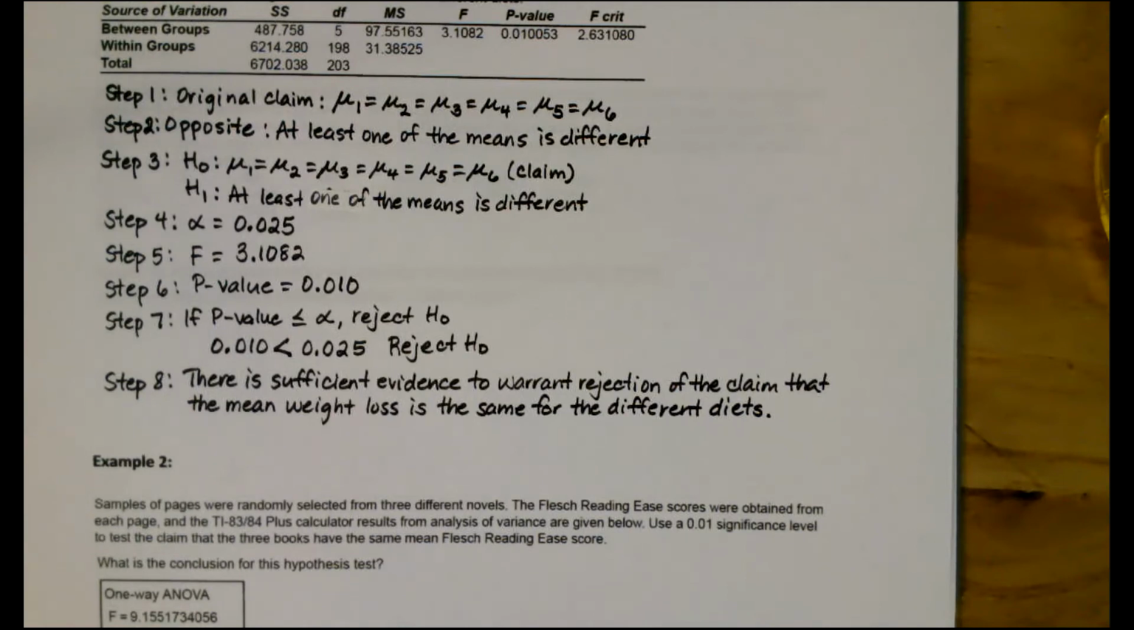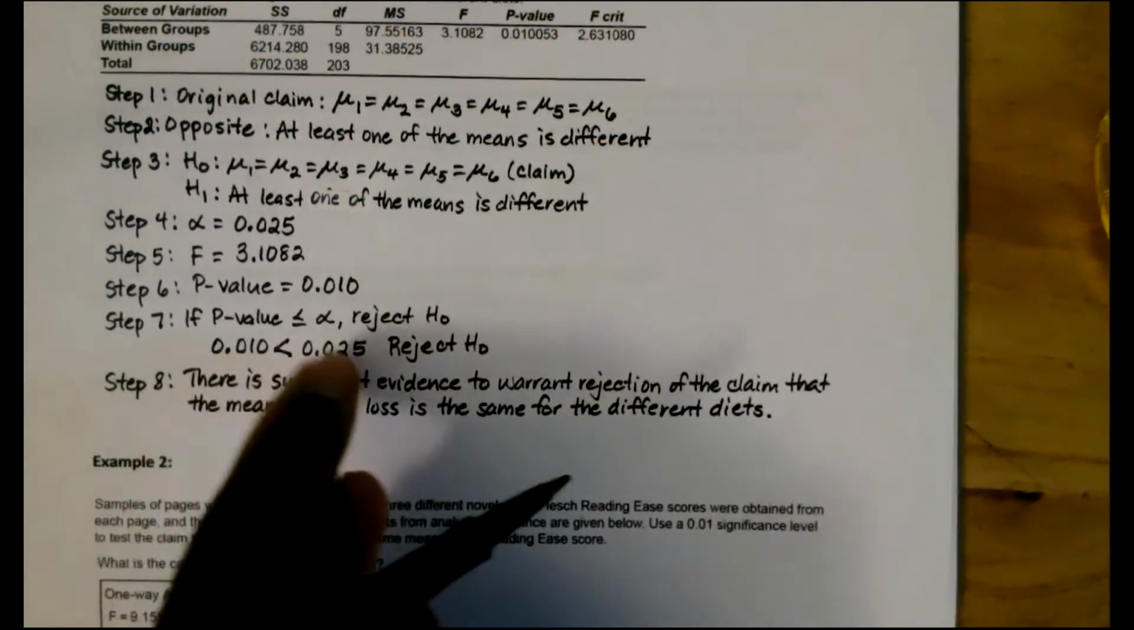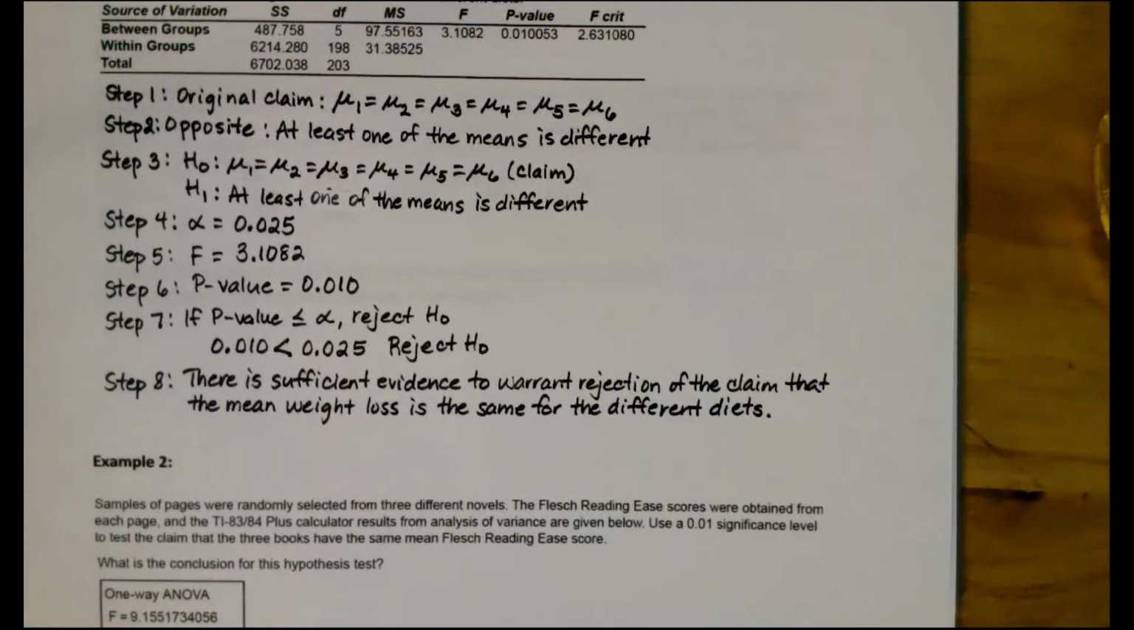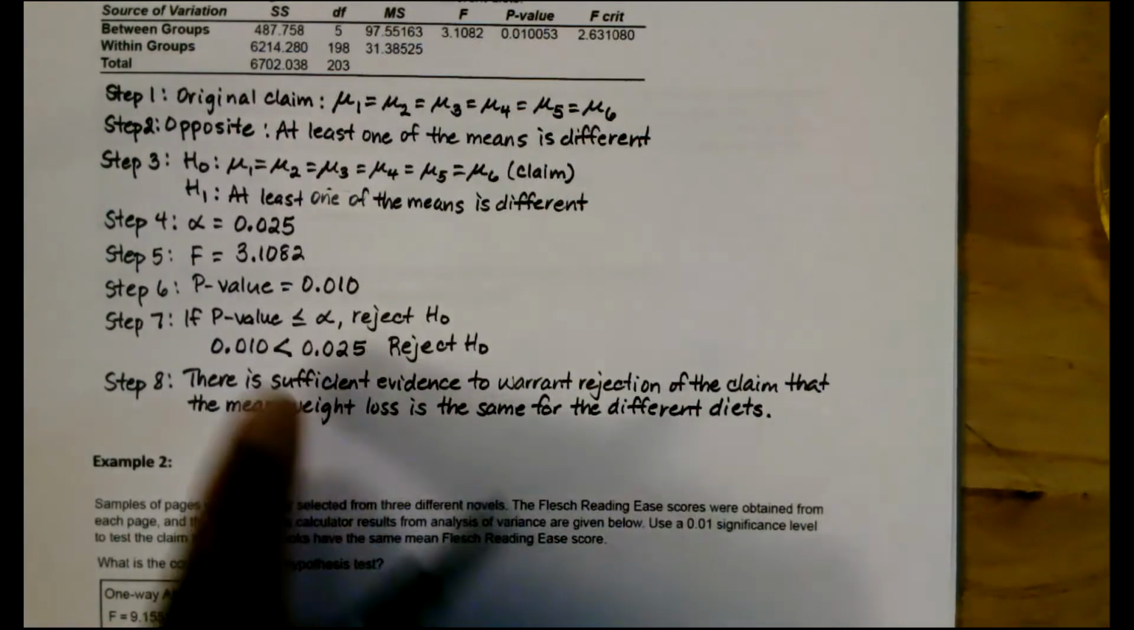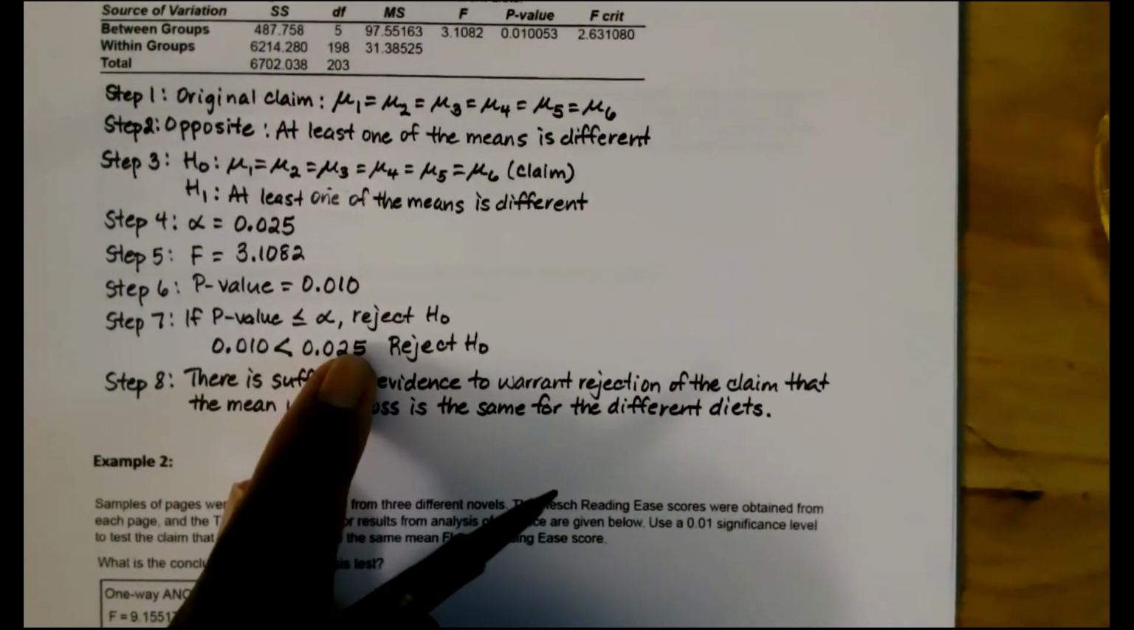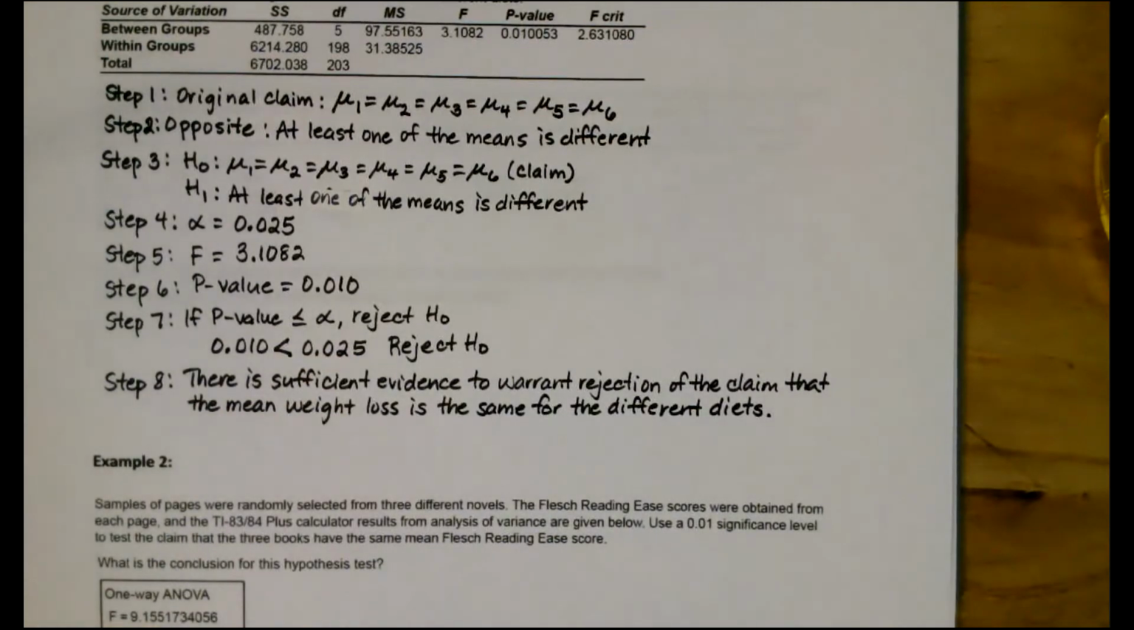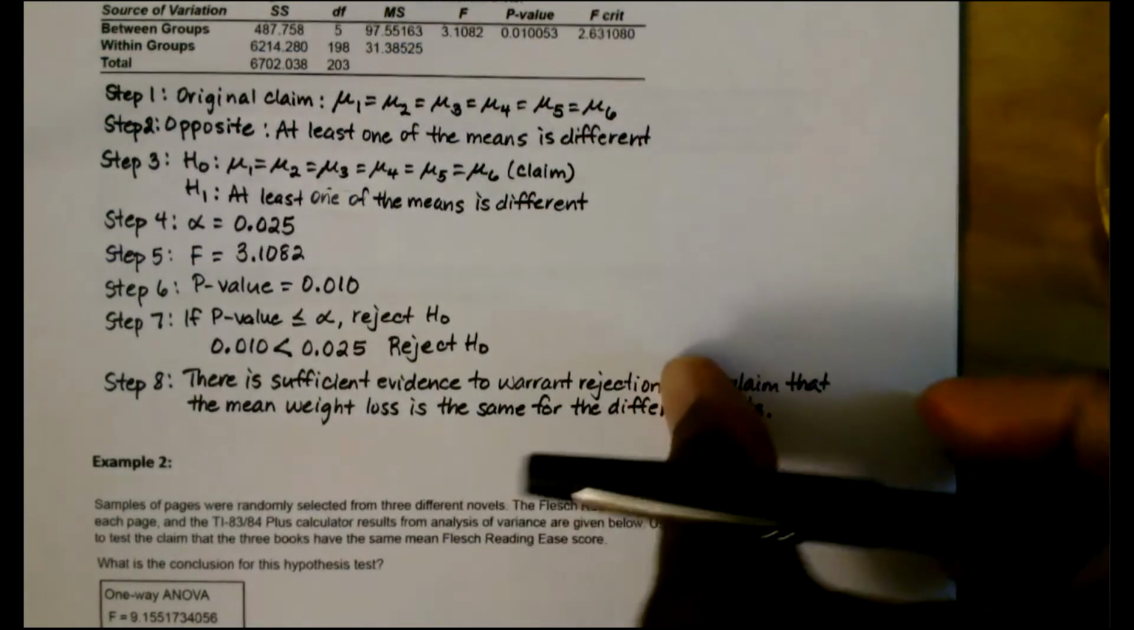Okay. So in this case here, we can reject the null hypothesis because our p-value is less than the level of significance. Here, our p-value is less than that level of significance of 0.025. Okay. All right, example 2.